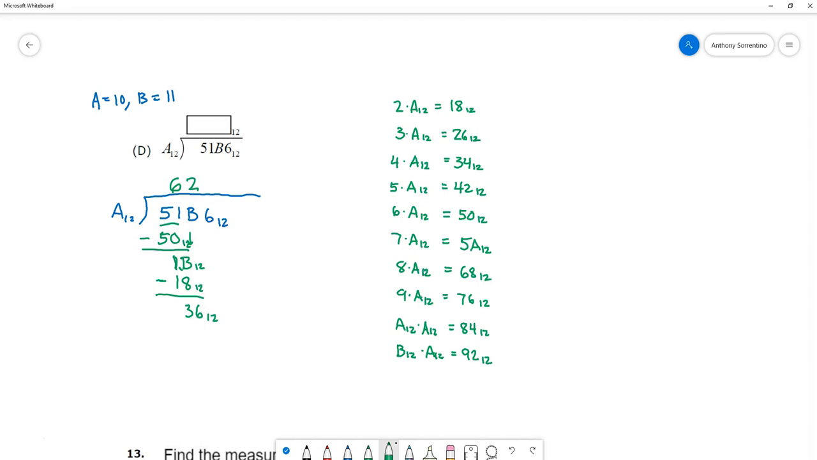So I look at 36. 34 could go into that. It's smaller than that, so I could say that's going to be 4 times A in base 12. That would give me 34 here. And if I subtract that, I get 2 base 12. So basically, this answer is 624 base 12 with the remainder of 2 base 12.